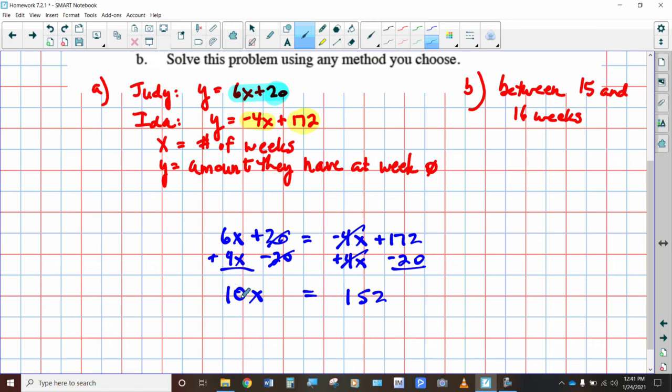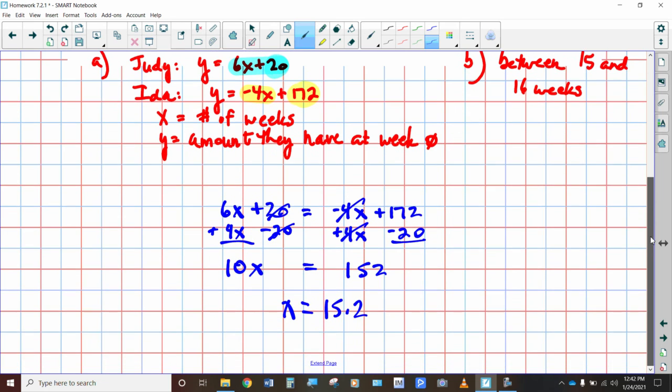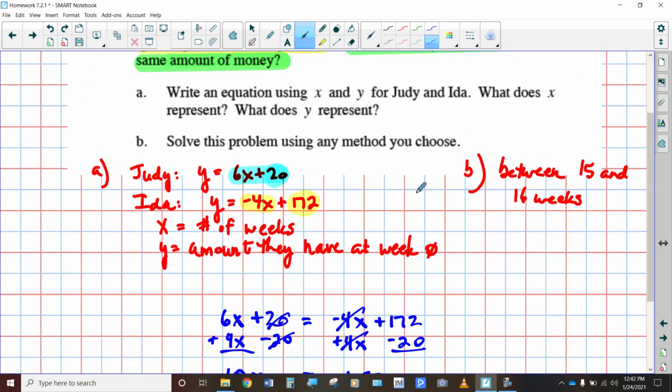So when you divide 152 by 10, technically X is a decimal number. So it's actually not going to be after 15 weeks before they have the same amount of money. It'll actually be in that week, between the 15th and the 16th week, when they have the same amount of money. They did not ask us to determine what that amount of money would be, so we can just declare our answer here and be done with it.